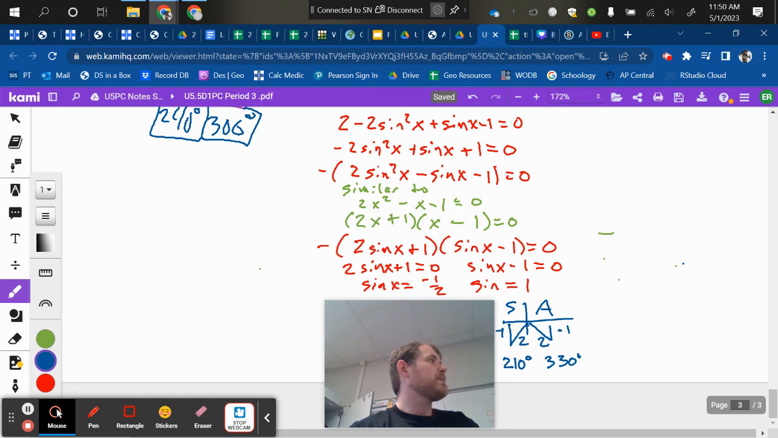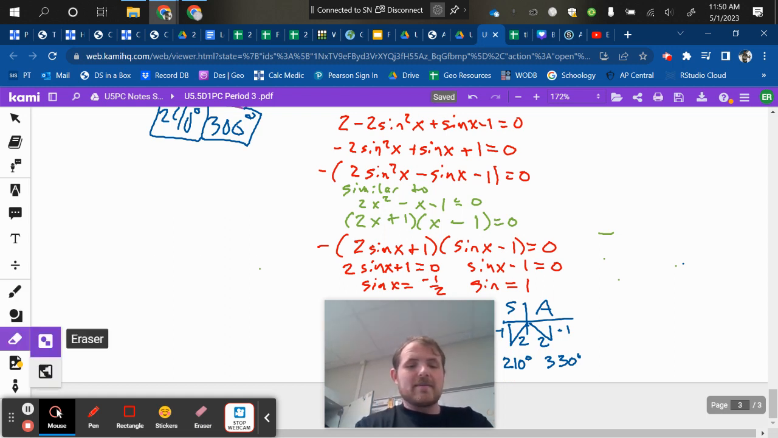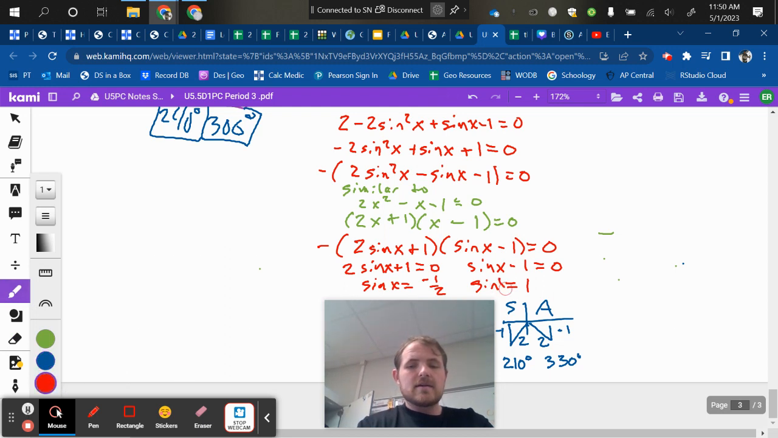Okay. For the sine of x equals 1, that's saying where is the y value 1? On that circle, where is the y value 1? Is that 0, 90, 180, or 270? 90 degrees up there. So your third answer would be 90 degrees, giving you 3 answers to that solution.